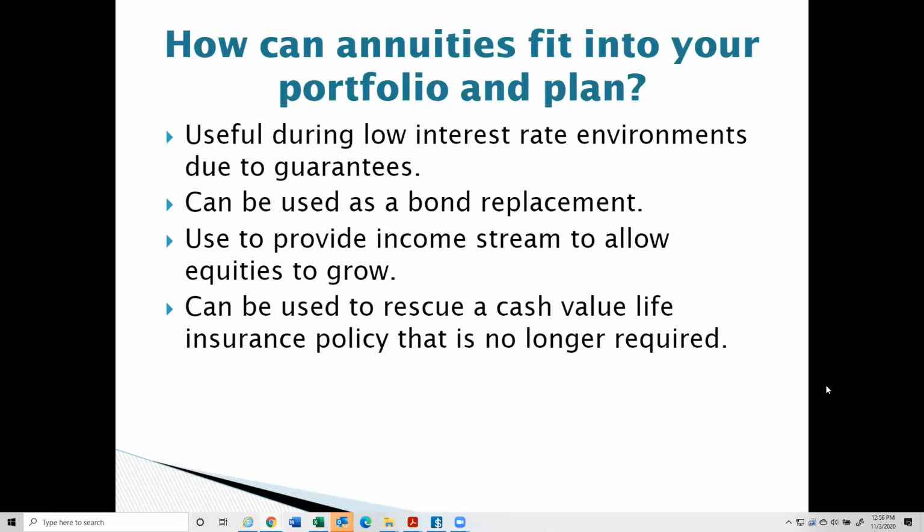You also can use annuities to rescue cash value life insurance policies. If you have a cash value life insurance policy that's no longer needed, you can use the 1035 exchange and roll the cash value inside the life insurance policy into an annuity, and through some systematic distributions, potentially reduce any negative tax consequences of surrendering the policy. This way you may be able to pull it out over a longer period of time and maybe at lower tax rates.